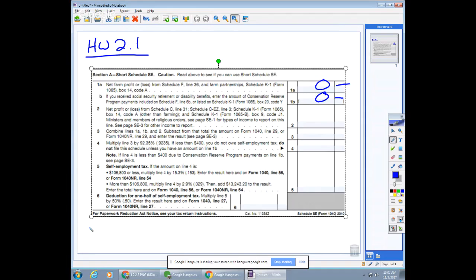What's next? Net profit or loss from Schedule C. Combine lines 1A and 1B and 2, multiplied by 92%. Self-employment tax deduction: 1/2 of self-employment tax. Okay, so that's what threw me off, because there was nothing on line 1 here. So on line 2, he earned from his book, so net profit. Yeah, so money he earned from his books must be his net profit. So that's going to be $143,380.